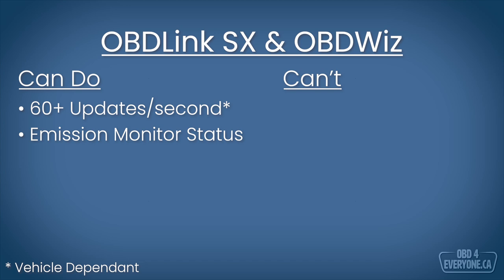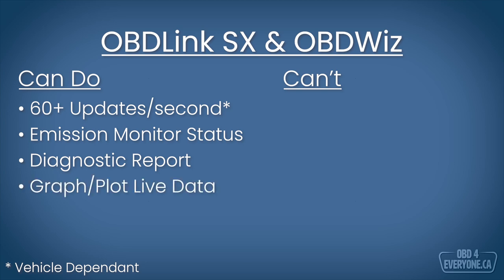It can show you your emission monitor status, which shows you if your car will pass an upcoming emissions test. It shows you a very well organized and detailed diagnostic report. It can graph and plot live data, which can be very useful when troubleshooting. It can save live data to a CSV file that you can open and analyze in any spreadsheet program. And with 60 or more samples per second, there is no lag in the data.